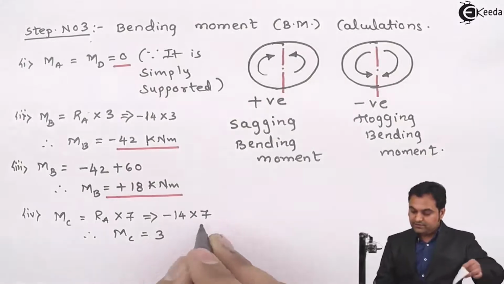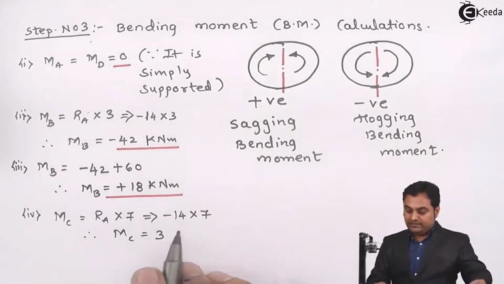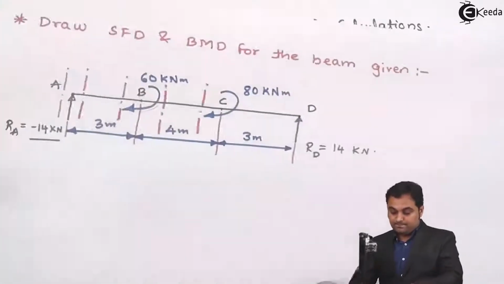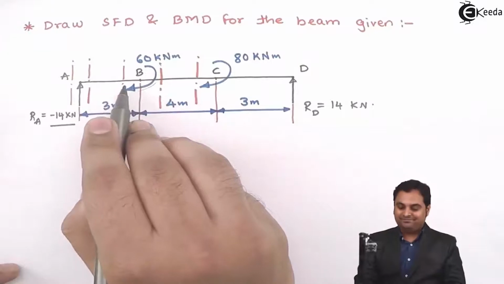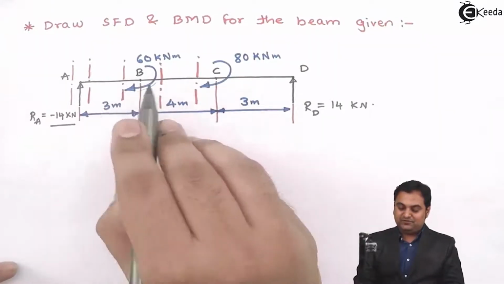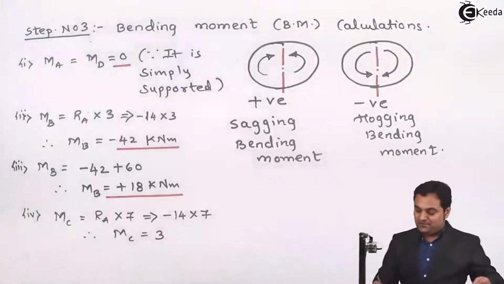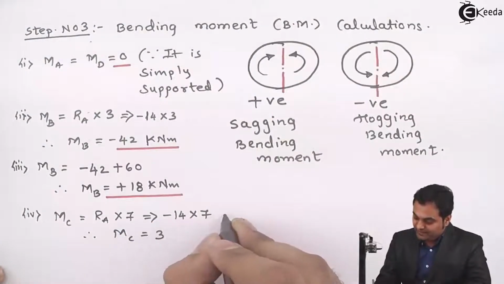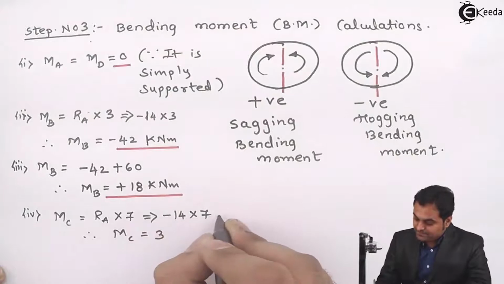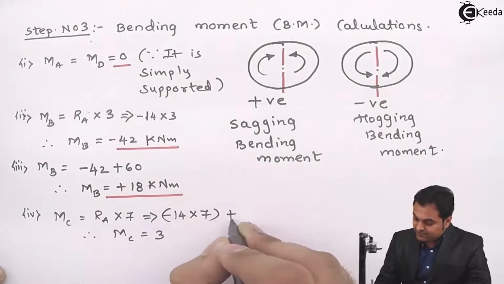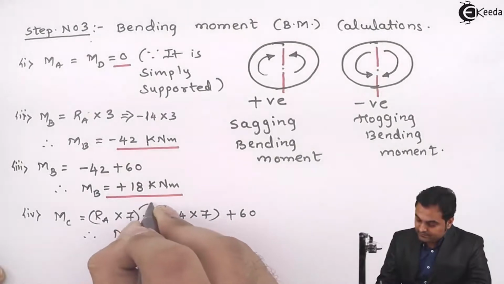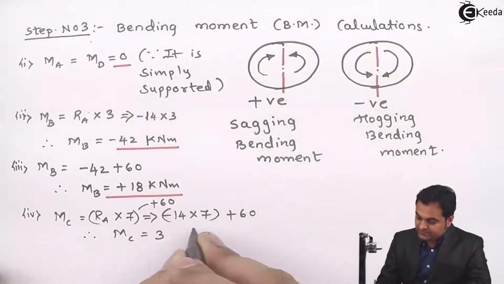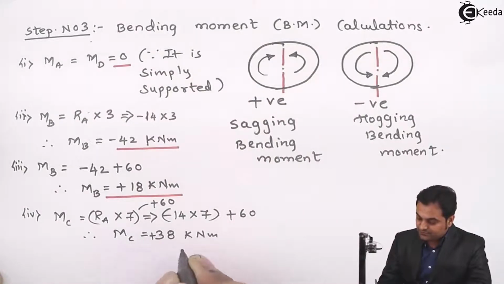When I calculate this, here we have minus 14 into 7. At the same time, there is one more thing here. When I'm calculating the moment at C, I have to even consider this moment also. So this is plus 60 because to the left of C, this is a clockwise couple. So in this, I will have to add RA into 7 plus 60 for the clockwise couple. So now this gives me the value as 38 kilonewton meter, which is positive.